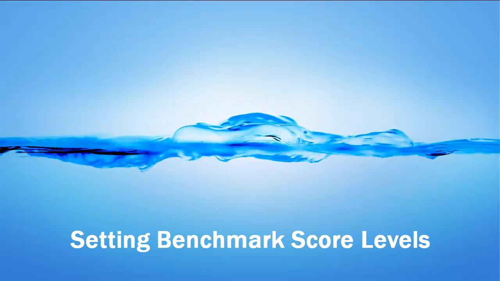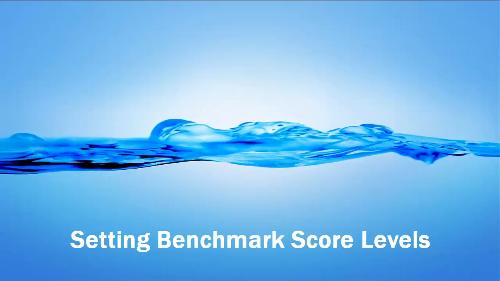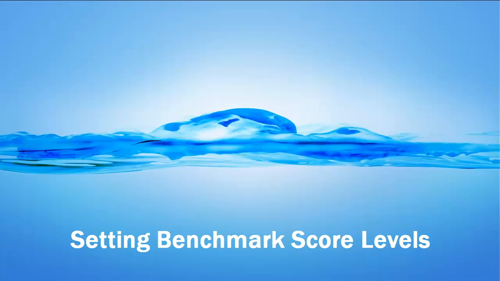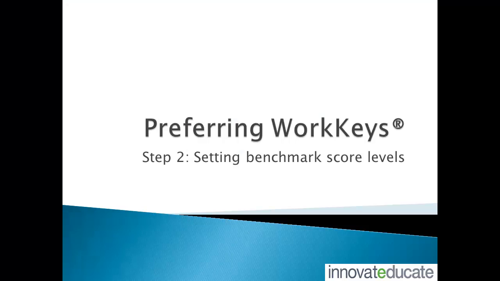In Topic 3, you learned that the first step to preferring WorkKeys scores is to determine which WorkKeys skill areas are needed for effective job performance. Once you have selected these skill areas, you then need to set benchmark score levels for these skill areas that can be referenced when reviewing applicant scores. The score levels provide you with information that tells you if the applicant's score levels represent effective performance.